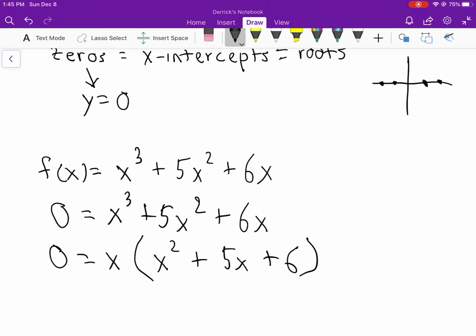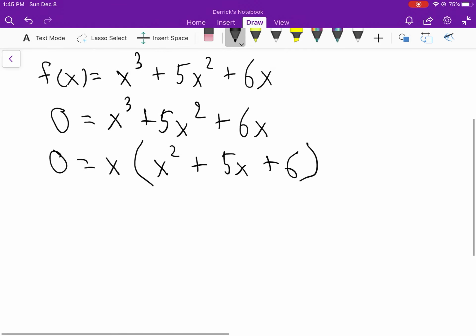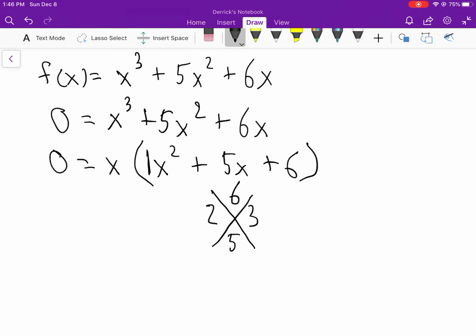We're not done though, because what's left inside the parentheses can be factored even further. Depending on how you've been taught, it will depend on how you look at this. I always teach it as the x method. You are looking for two numbers that multiply to 6, because 1 times 6 gives you 6, and also add to 5, because that's your b value. Two numbers that multiply to 6 and add to 5 would be 2 and 3.